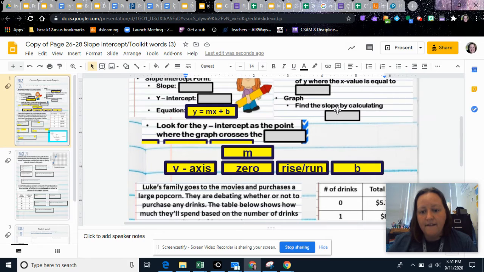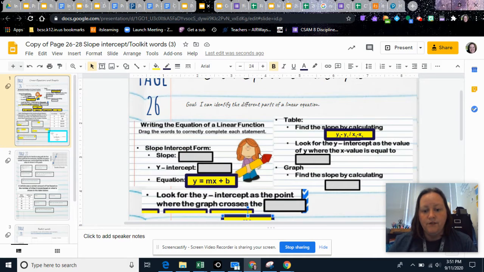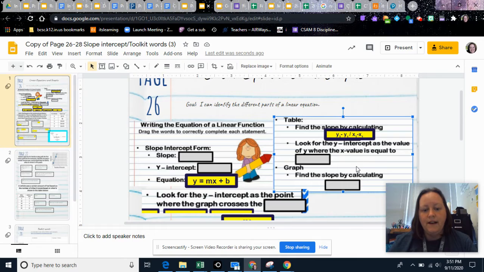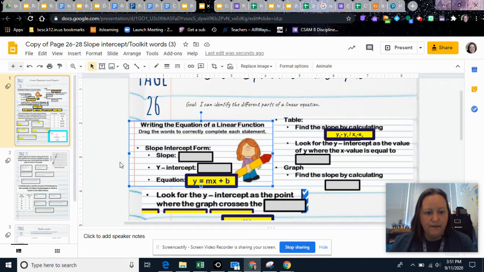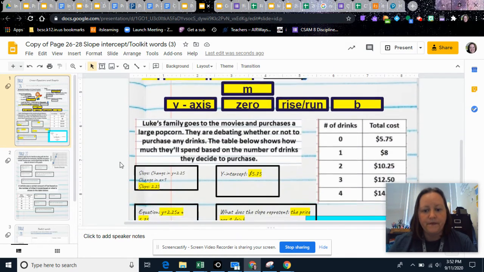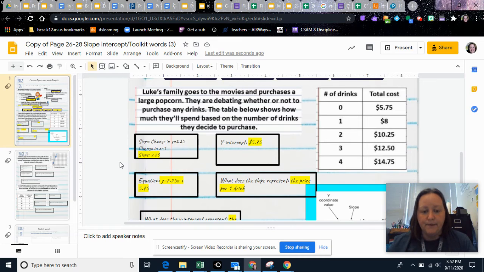And then for the graph, find the slope by calculating which one of these do you calculate on a graph to find the slope. So you'll just click on it, drag it to where it needs to be. You may have to adjust the size just a little bit. I'm sure you'll figure that part out. Now, I've done this example down here completely for you, and then you will have to do a couple on your own on the next page.